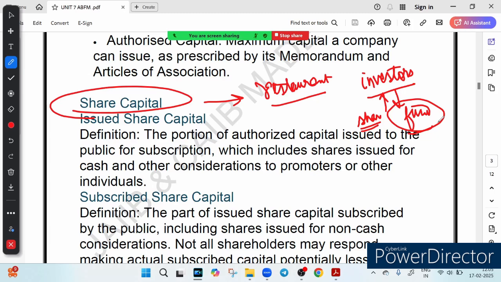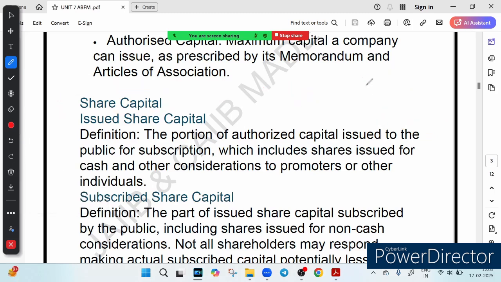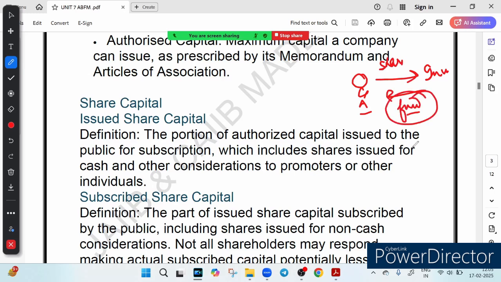So basically what you are doing, suppose this is you, and this is the investor. So you are giving shares to this investor, and the investor is giving you the funds. The money raised, the funds you are raising by selling these shares, is what we call share capital. So now it is no longer a confusing word. Share capital just means the amount of money you have raised by selling your shares.